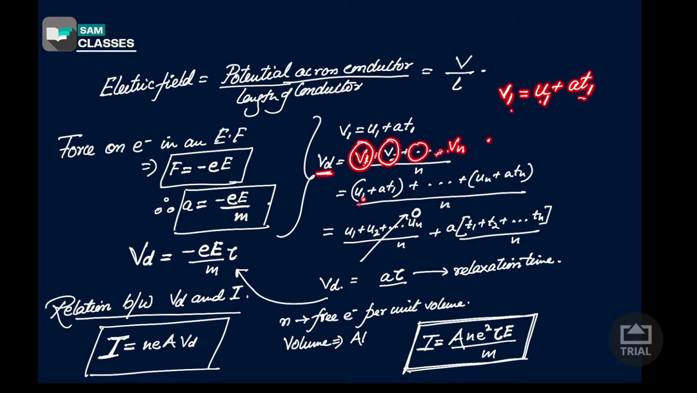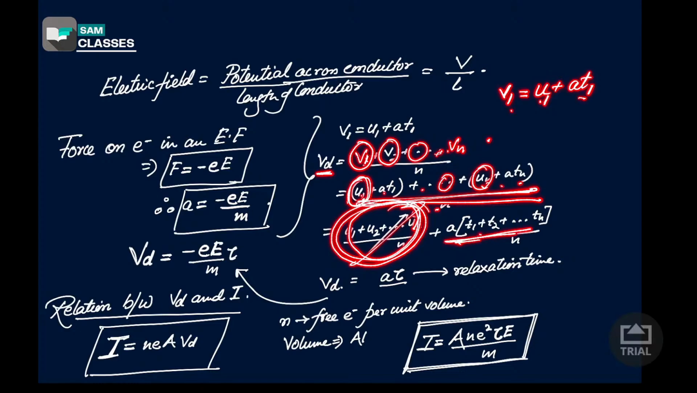If I do the summation or average of all of them, what I'll get is (u1 plus a t1 plus u2 plus a t2 up to un plus a tn) by n. Now the initial velocity of all of them will be what? Zero, yes or no? Because only after the electric field is applied did they get drifted. Before that they were not in drift mode. So after that we'll get a into (t1 plus t2 plus t3 up to tn).